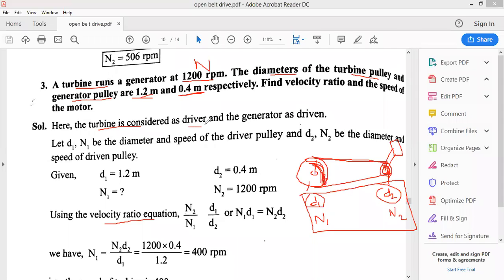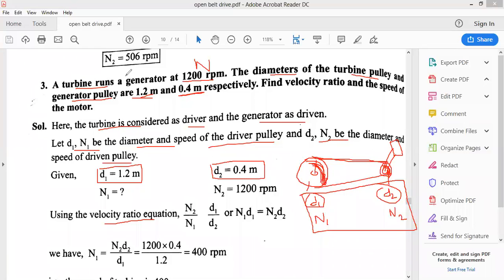The turbine is considered as the driver and the generator is considered as the driven one. So D1 and N1 are the diameter and speed of the driver pulley, and D2 and N2 are the diameter and speed of the driven pulley, that is nothing but the generator. So the diameter of the turbine is 1.2 meters, and the diameter of the generator is 0.4 meters.